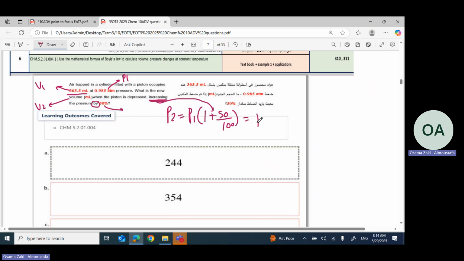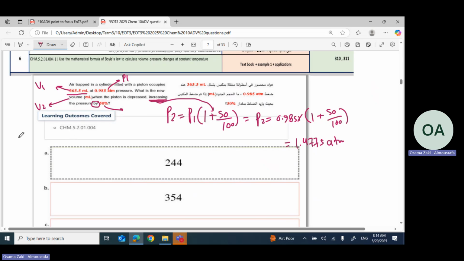So that means that P2 equals P1, which is 0.985 times 1 plus 50% equals 1.4775 ATM. Now everything is ready. We have V1, V2, P1, P2. So as you see, temperature is not mentioned here. So that means that temperature is constant.